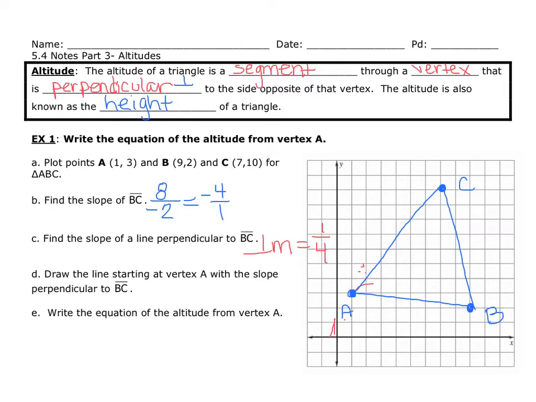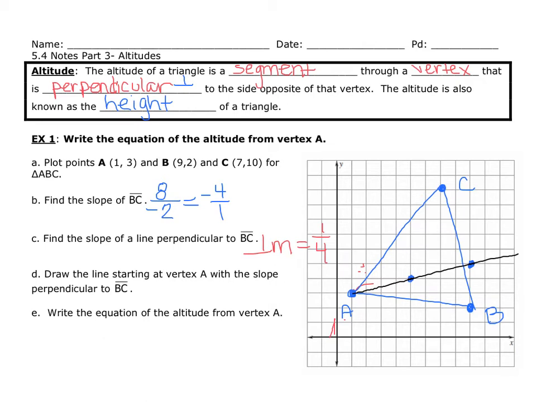So now, this is how you're going to construct an altitude. You're going to draw the line starting from vertex A, so here's vertex A, with the slope perpendicular to BC. So with this slope that we just found, we're going to start at A and count it out. We're going to go up 1 and over 4. And we're going to keep going until we extend all the way through the triangle. So again, up 1, over 4. Now, we at least have 2 good points and we're through the triangle, so we can go ahead and draw our altitude.